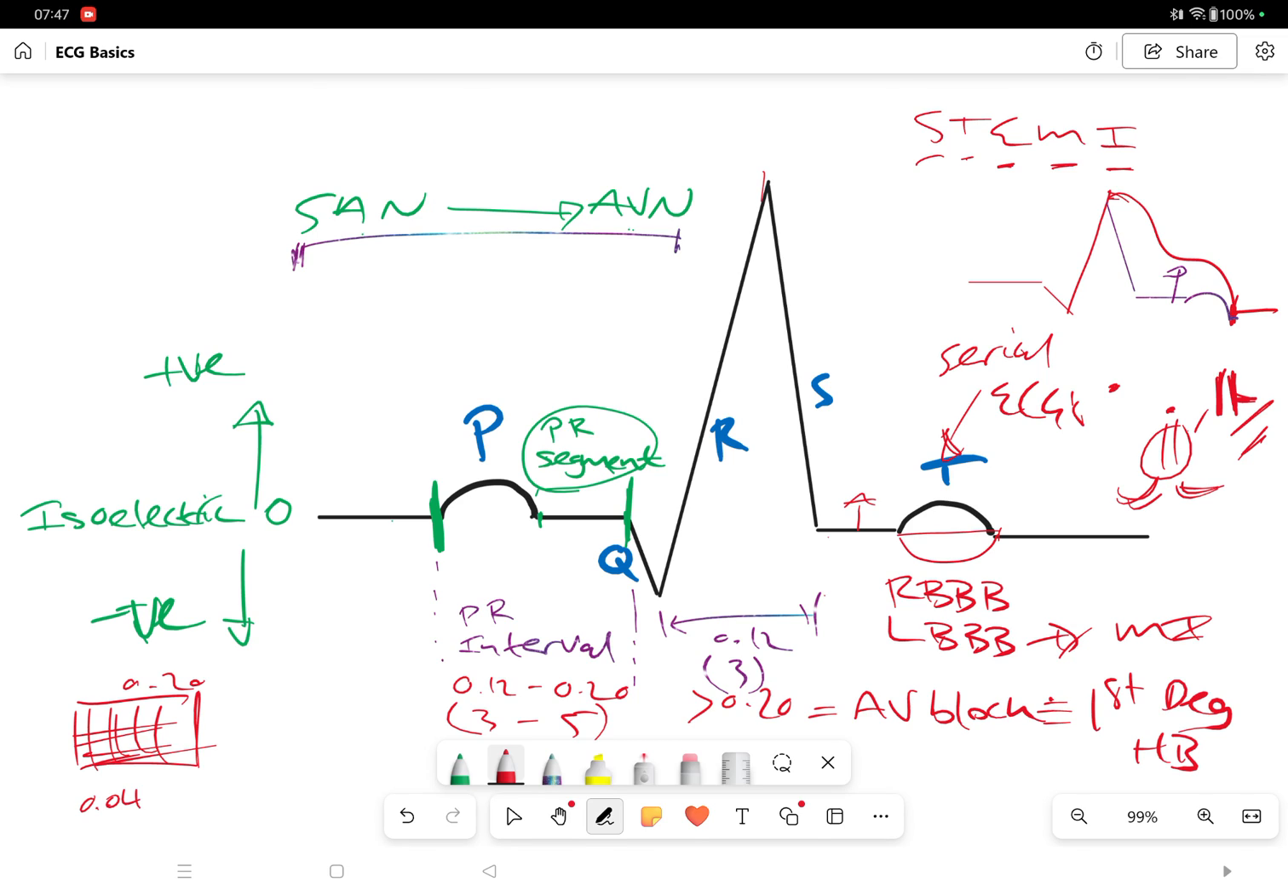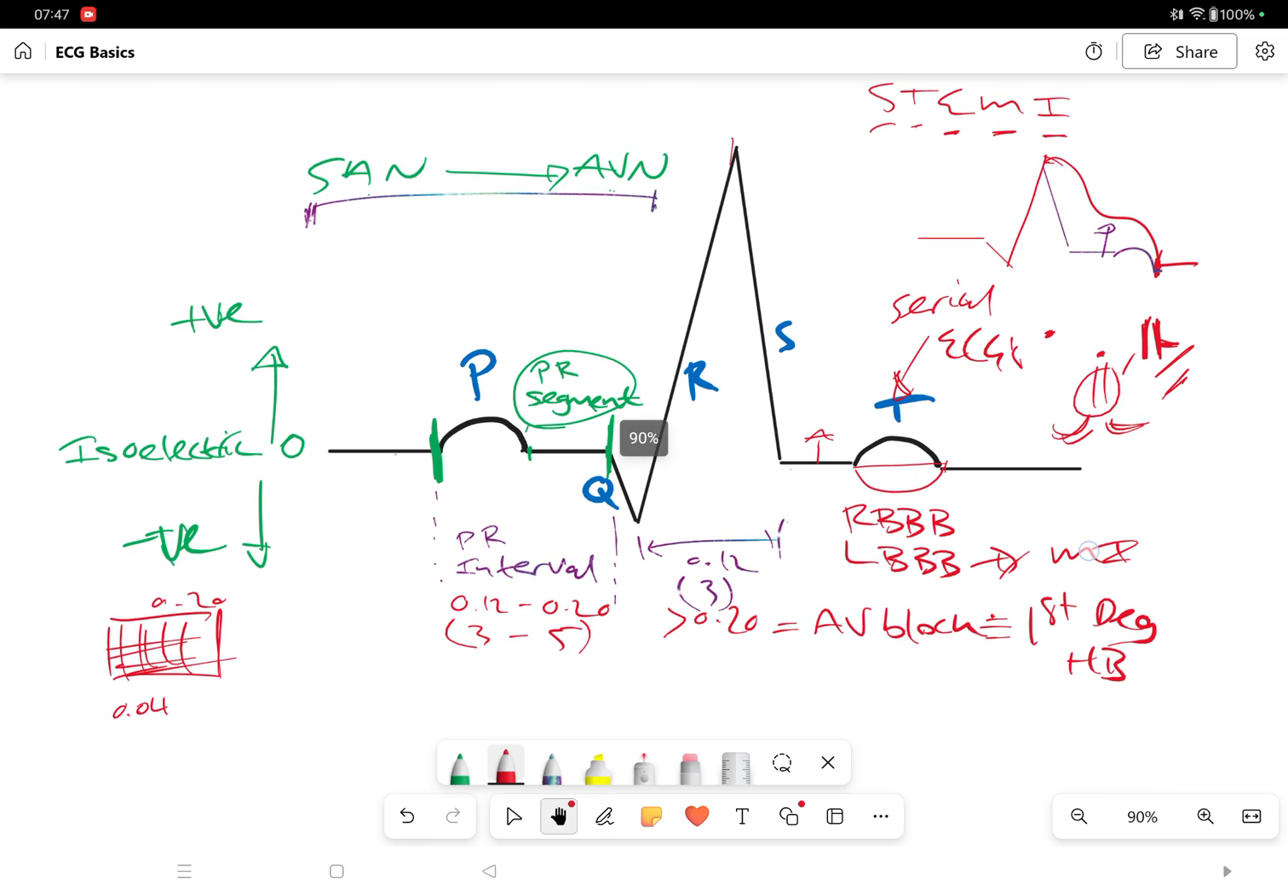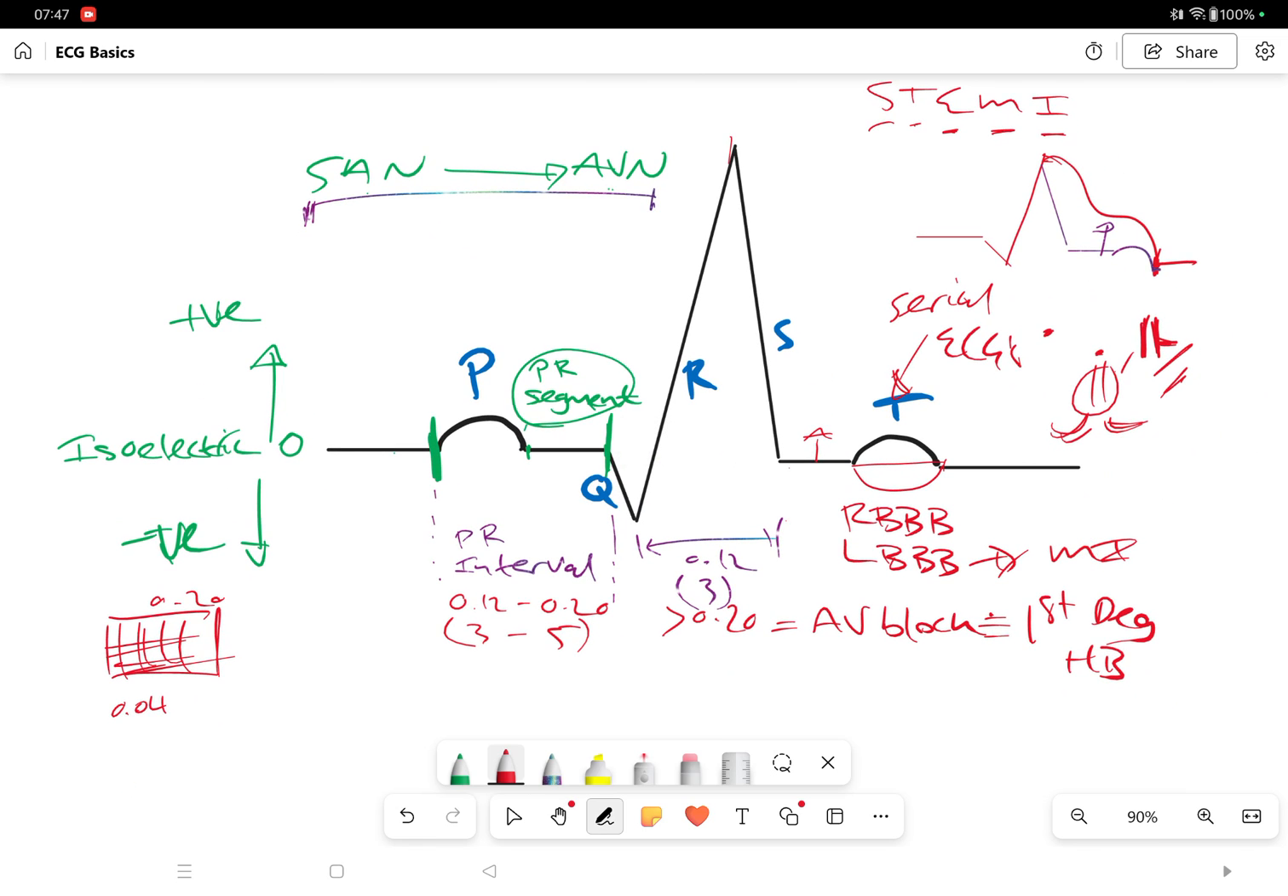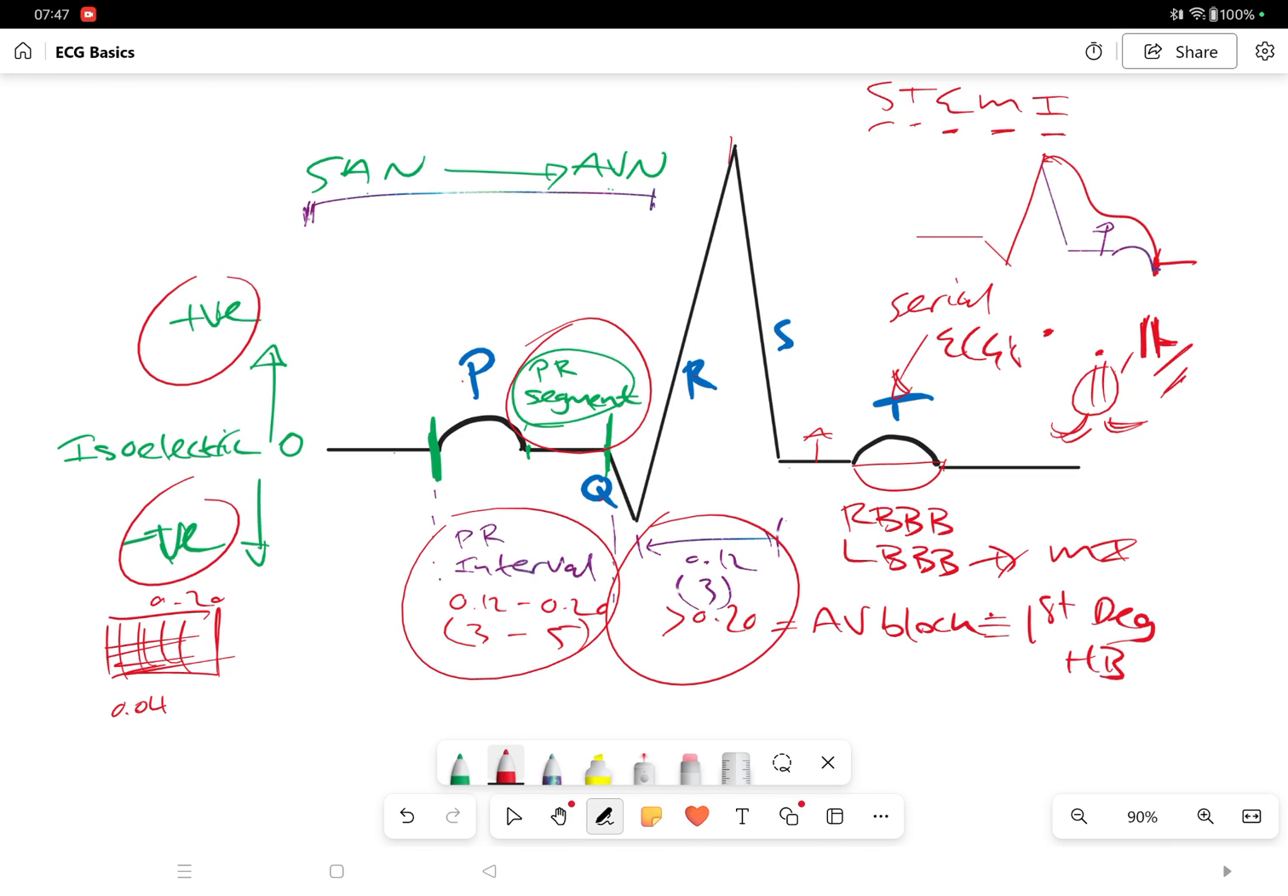So there you are. That's your pure basics that I think you should absolutely know, and you'll start seeing the application of all this. This is really important. It's really important to understand the difference between segment and interval, and really important to understand what each of these components mean, and the fact that there should be positive or negative deflections. And then you'll start applying these understandings in ECGs when you interpret them.